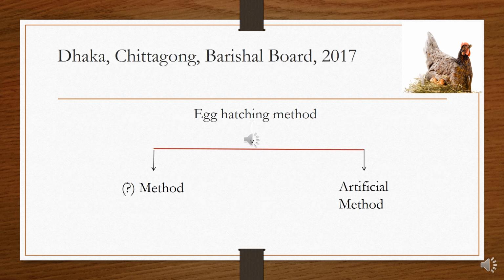Now, one more question which comes from Dhaka, Chittagong, Barishal Board 2017. Here is the stem. Egg hatching method. Two types. One is the question mark method and another is the artificial method.